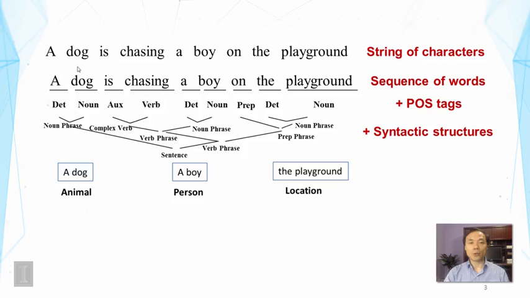and we also can recognize a boy as a person and playground as a location. And we can further analyze their relations. For example, dog is chasing the boy and the boy is on the playground. Now, this is to add more entities and relations through entity relation recognition.